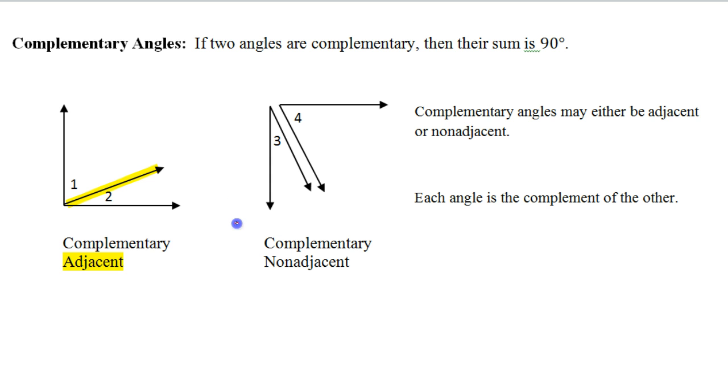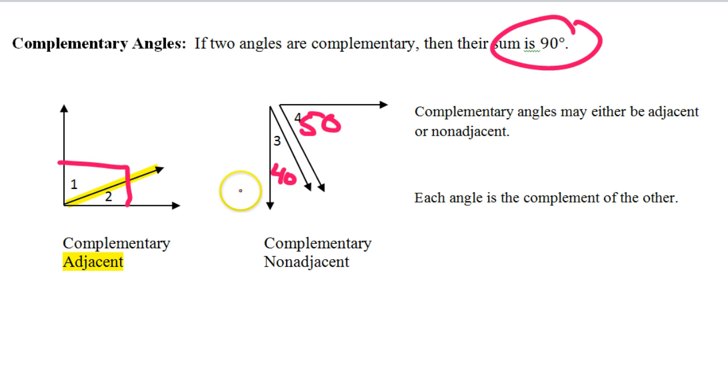There are complementary angles. Now complementary angles add up to 90 degrees. And you know that a right angle is a 90-degree angle. So two complementary angles, if they were adjacent, if they were sharing a side, would form a 90-degree angle. But they don't have to be touching to be complementary. They just have to add up to 90 degrees. So if this was 50 degrees and this was 40 degrees, angle 3 and 4 would be complementary.